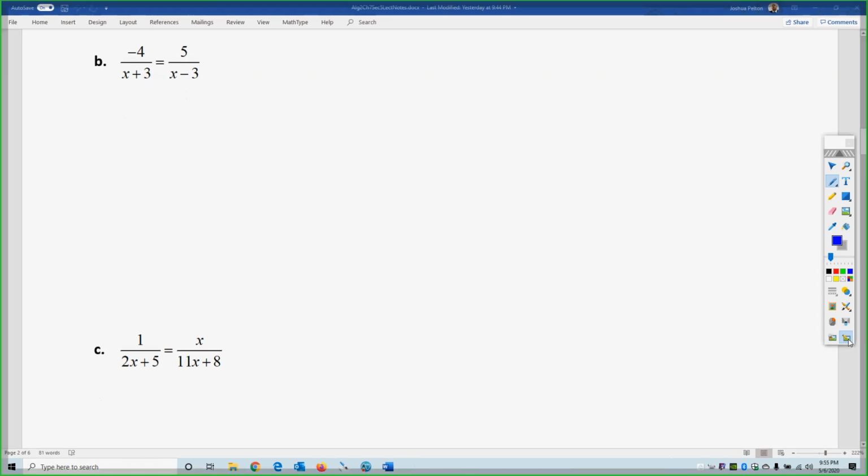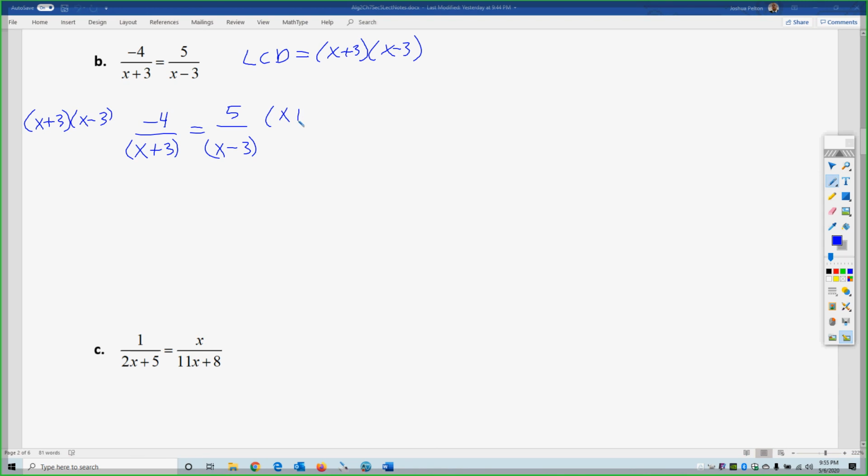We have 2 polynomial denominators. They're binomials. They're not in common, so there's nothing in common. It's only what's left, which is x plus 3 and x minus 3. So we'll leave a gap. Multiply by the common denominator over here, which is x plus 3, x minus 3, and x plus 3, x minus 3.